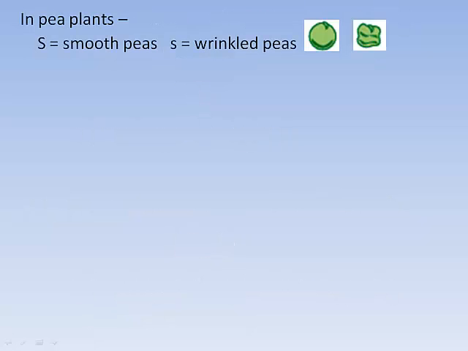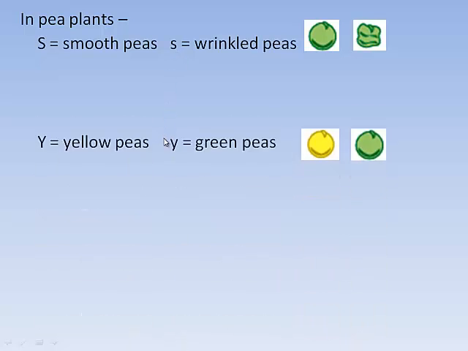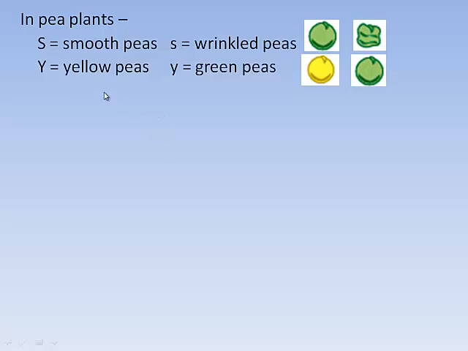Alright, so let's take another case. In pea plants, peas can be smooth or they can be wrinkled. The allele for smooth peas is dominant, and we use a capital S. In wrinkled peas, that trait is recessive, so we have a little s. Another trait in peas is pea color. Yellow peas are dominant, so the capital Y is our dominant allele. Little y is our recessive allele, that's for green peas.